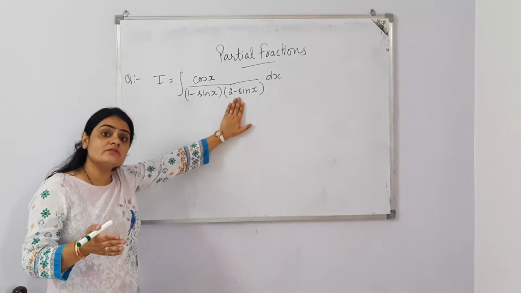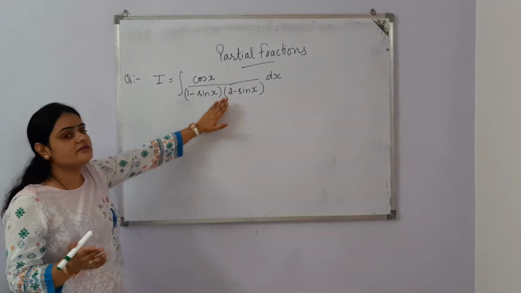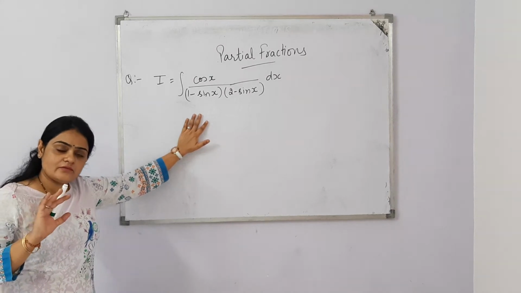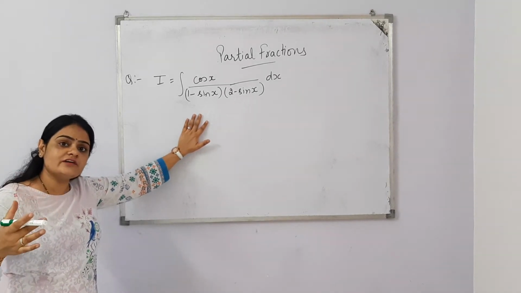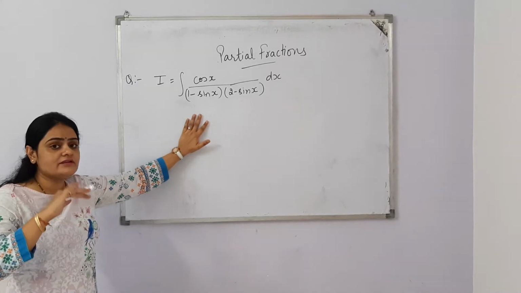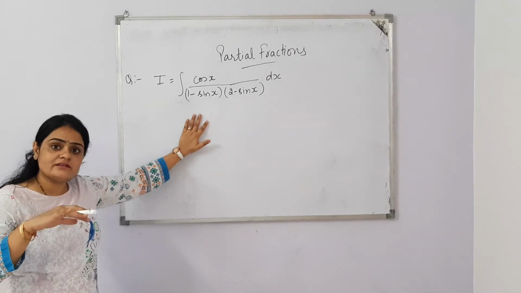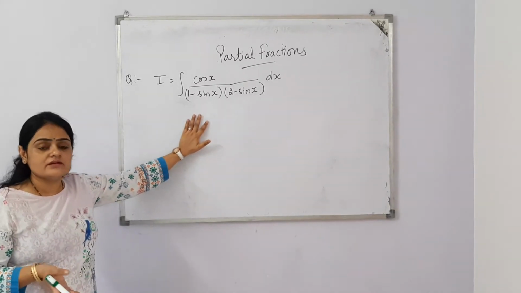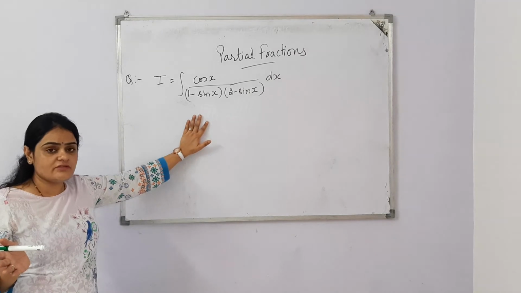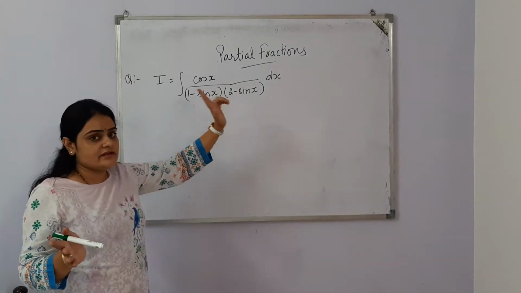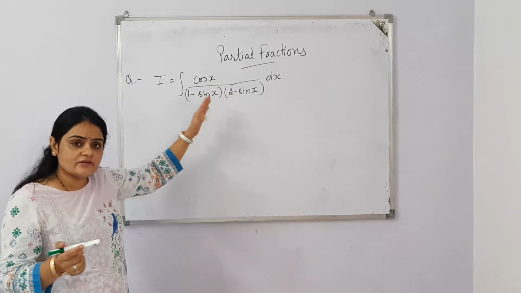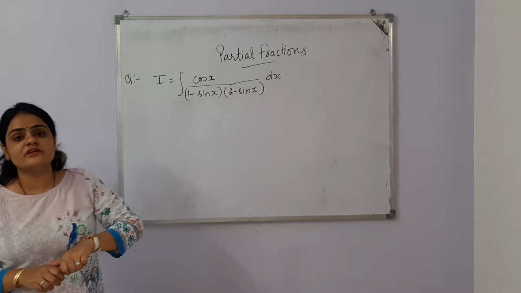Now what's the difference between the previous questions we did in the last two videos and this question? Here trigonometric functions are there, sine and cos. In previous videos we learned how to segregate a function whenever the denominator contains different linear factors, or if the factors are repeating in the denominator. We did both types of questions in the previous two videos. Now factors are repeating here too, but instead of any variable x or y or z, we have the trigonometric function sin x.